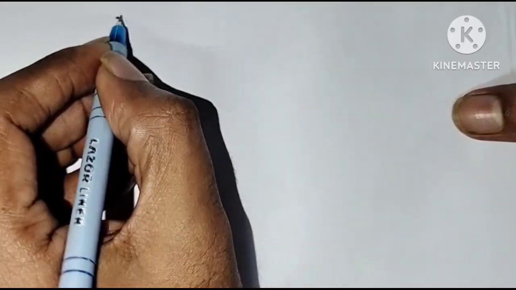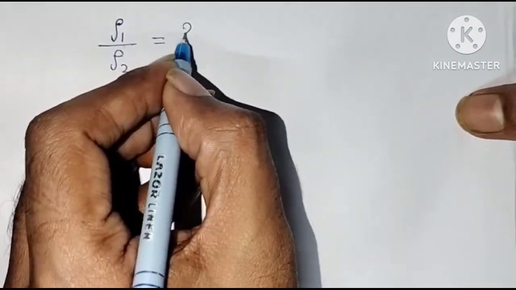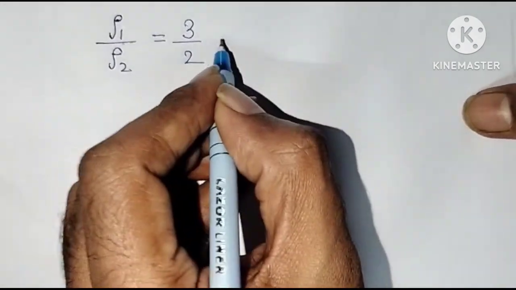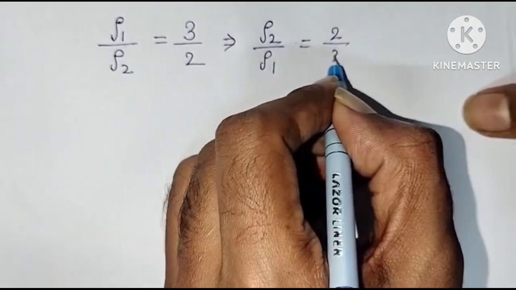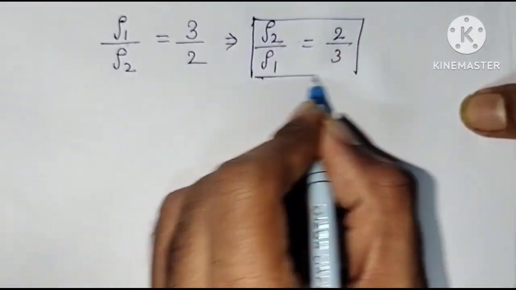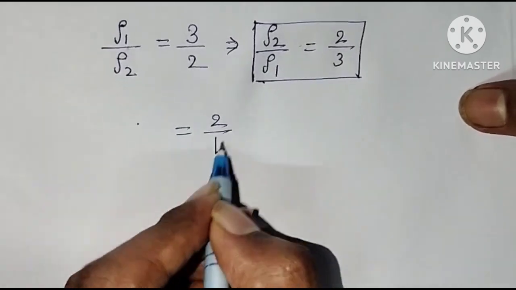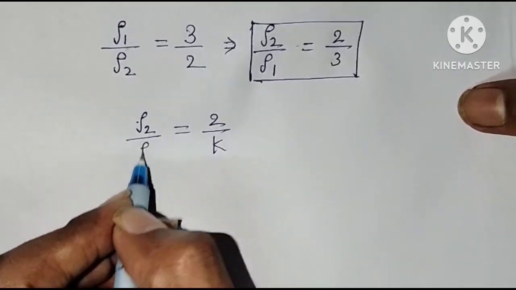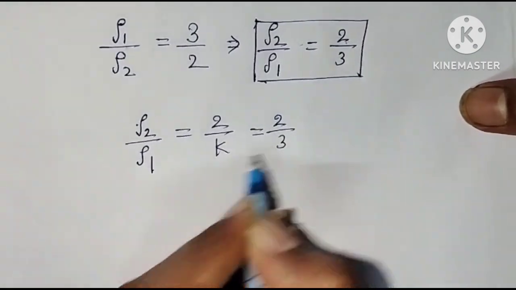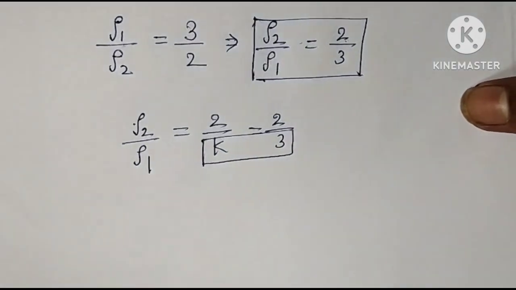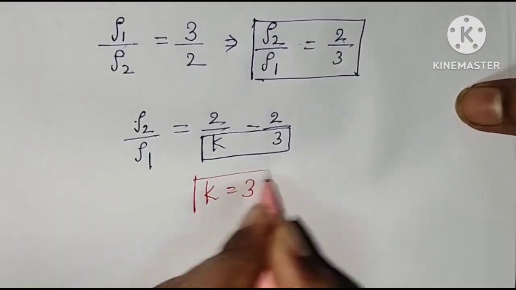So we have got rho 1 by rho 2 equal to 3 by 2. Let us take the reciprocal: rho 2 by rho 1 is equal to 2 by 3. In this question you are given that the ratio of the densities is 2 by k. It means rho 2 by rho 1 only, because here the numerator is 2. Now compare with 2 by 3. So what is the value of k? K is equal to 3. This is the final answer.